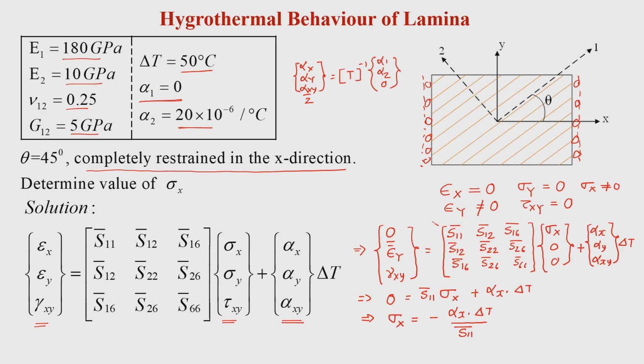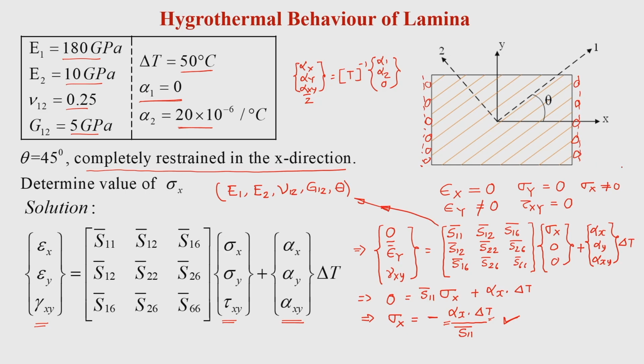So, where do we get S11 bar from? This we get from E1, E2, nu 12, G12 and theta. So, we can find out all the elements of this compliance matrix, and we can also find out alpha x, and we know delta t is 50. Therefore, we can find out the stress induced along x, and naturally, as expected, it is negative because it is constrained. It is not allowed to expand, therefore it will experience a negative compressive stress along x.